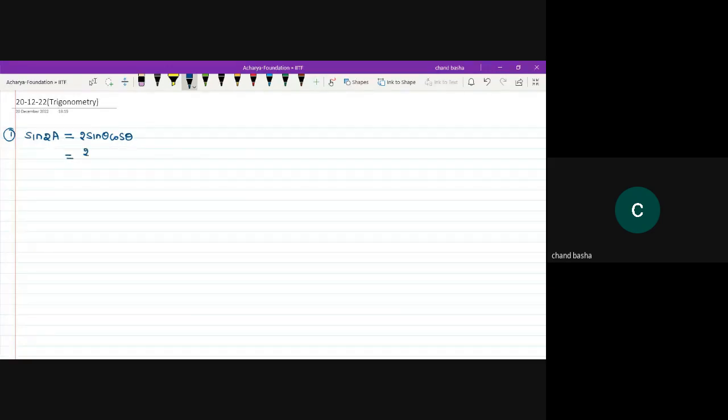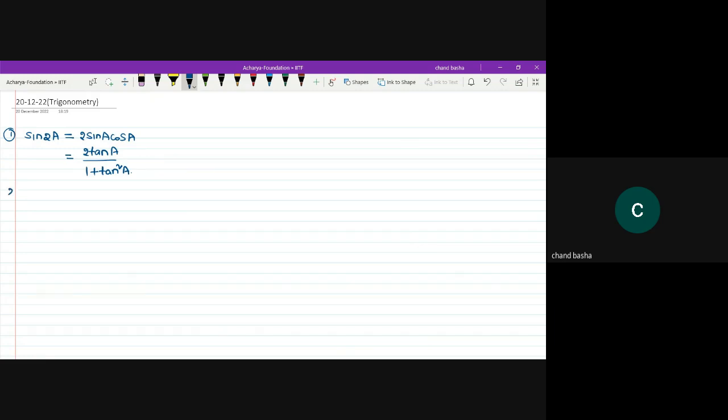And if you want, you can write the same sine 2 theta in terms of A instead of theta. We can take A, that is better. 2 sine A cos A. Similarly, in terms of tan, 2 tan A divided by 1 plus tan square A. This is the first point I proved in the previous class, right?